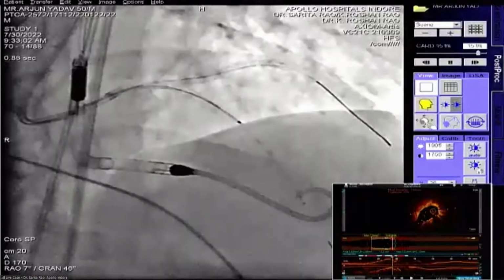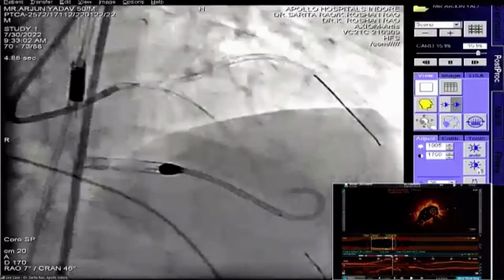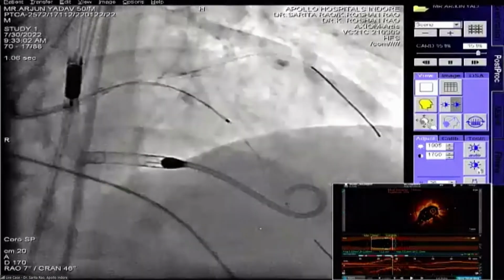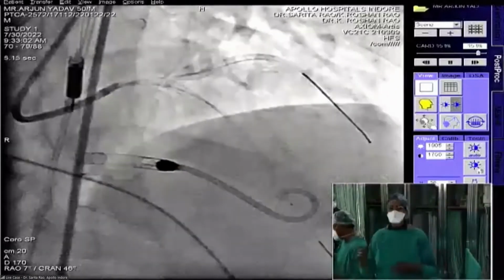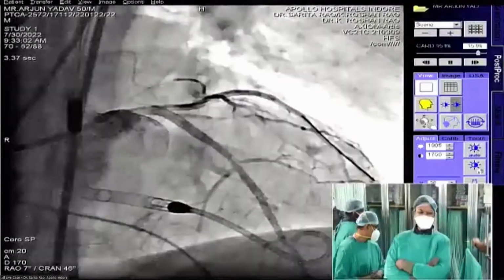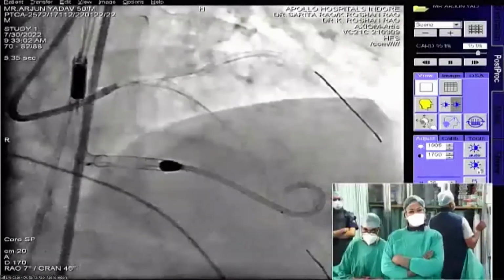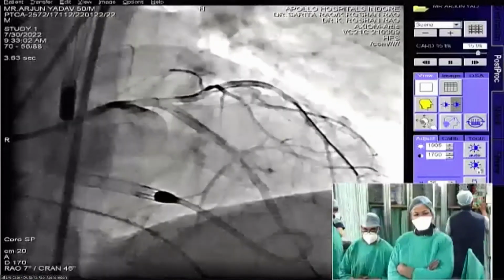The ostium of the circ was looking a little tight. I think we can take in a 2.5 balloon and just dilate that point at low pressure. Would that be okay? What do you think? Just to spread the struts across the ostium, you're saying.